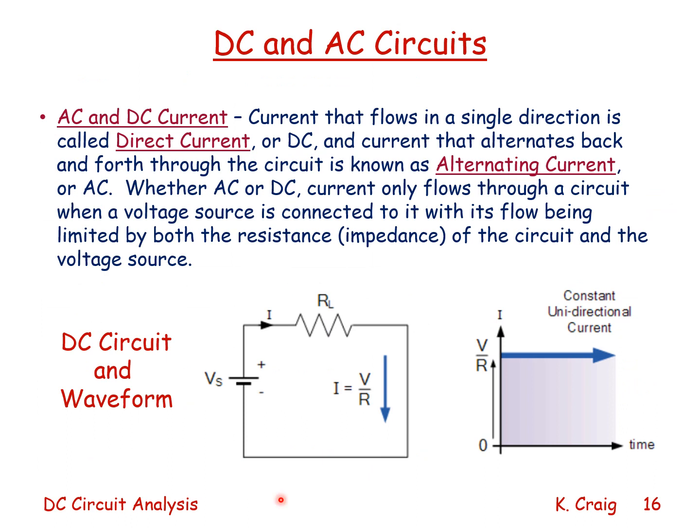DC and AC circuits. AC and DC current. Current that flows in a single direction is called direct current, or DC. And current that alternates back and forth through the circuit is known as alternating current, or AC. Whether AC or DC, current only flows through a circuit when a voltage source is connected to it, with its flow being limited by both the resistance or impedance of the circuit and the voltage source.